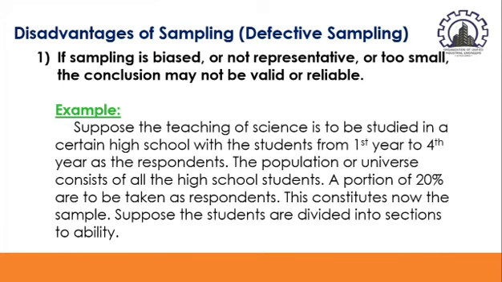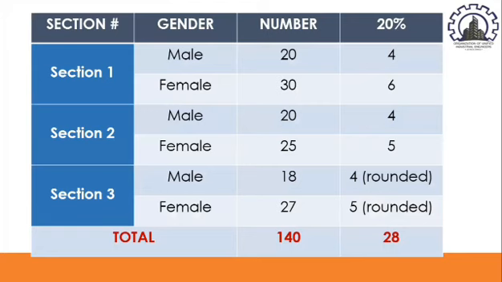Suppose the teaching of science is to be studied in a certain high school with the students from first year to fourth year as respondents. The population or universe consists of all the high school students. A portion of 20% are to be taken as respondents. This constitutes the sample. Suppose the students are divided into sections according to ability. The diagram illustrates how a representative sample is taken.